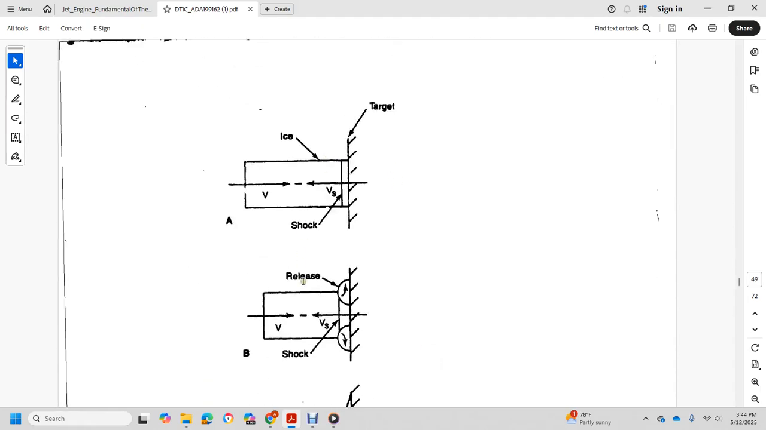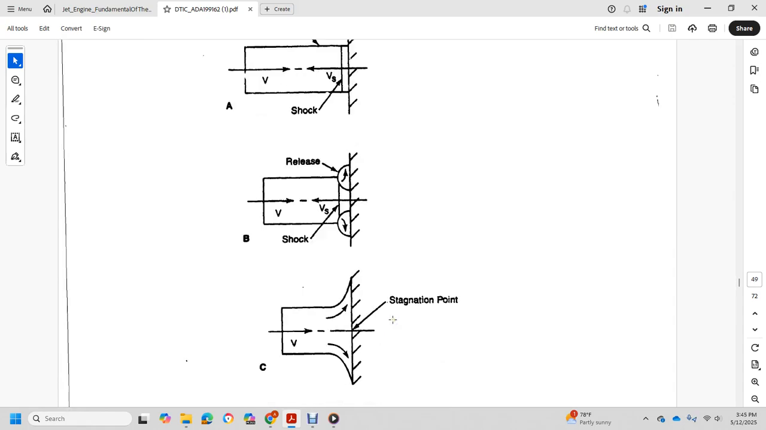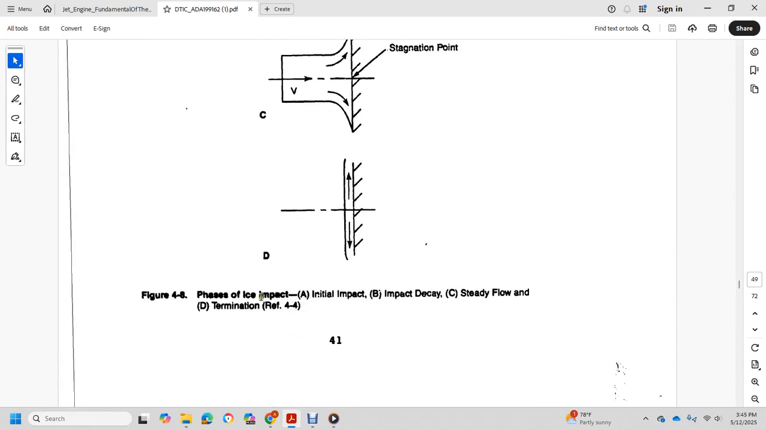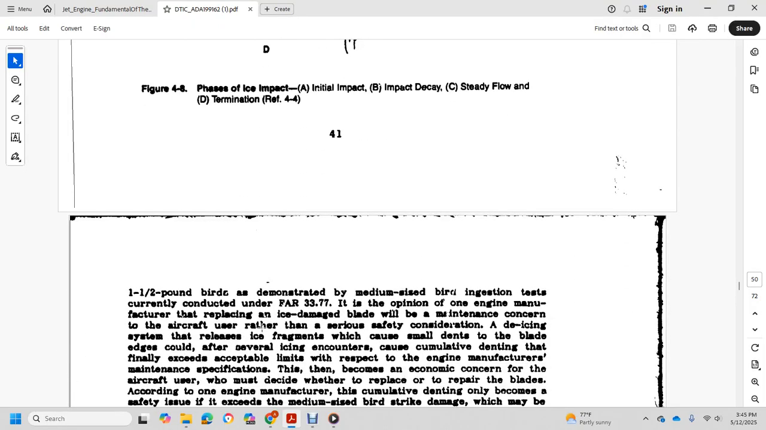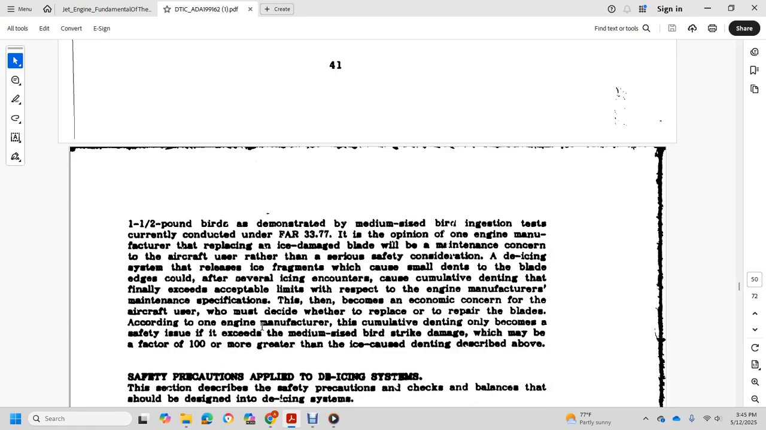The figure shows target ice and shock, release shock, stagnation point, and deformation. The 1.5 pound bird, demonstrating the medium size of bird ingestion, is currently tested under Federal Aviation Regulation 33.72, which allows the manufacturer to replace the ice-damaged blade during maintenance, with control of the aircraft maintained, with safe conditions. The de-icing system releases ice fragments that are small and dense, with blade edges that could, after several icing encounters, cause cumulative damage, denting, that may finally exceed the acceptable limit in the engine manufacturer's maintenance specification.